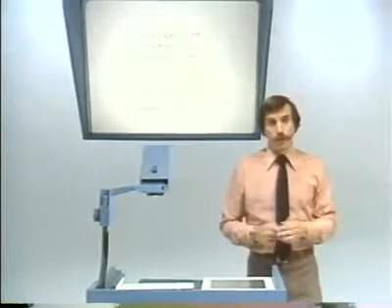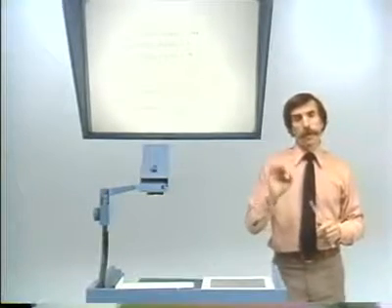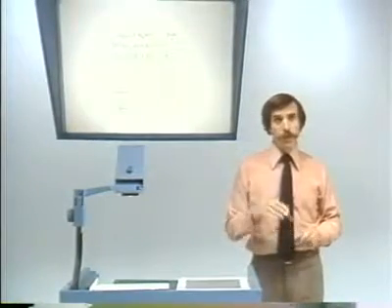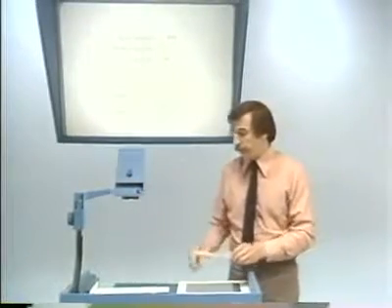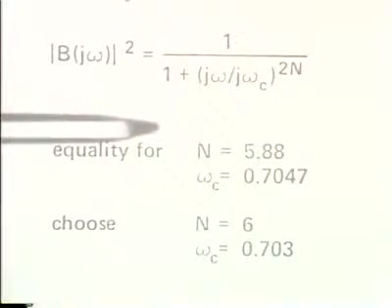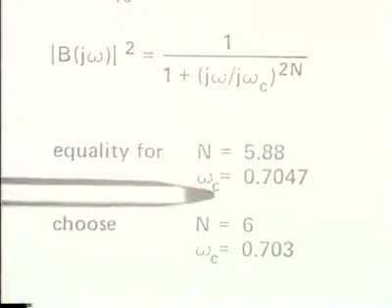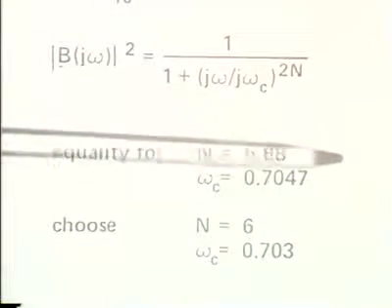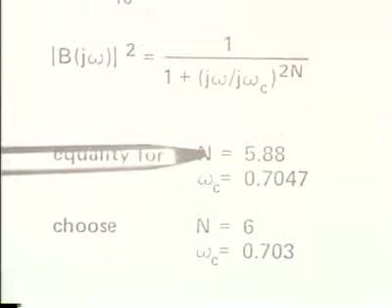Now, if you go through the associated algebra in doing that, let's say that you decide that you want to pick capital N and omega sub c to exactly meet those inequalities at the two frequencies 0.2 pi and 0.3 pi. What you'll find after going through the algebra is that they're exactly met if capital N is 5.88 and omega sub c is 0.7047. And this obviously isn't satisfactory as parameters for the Butterworth filter.